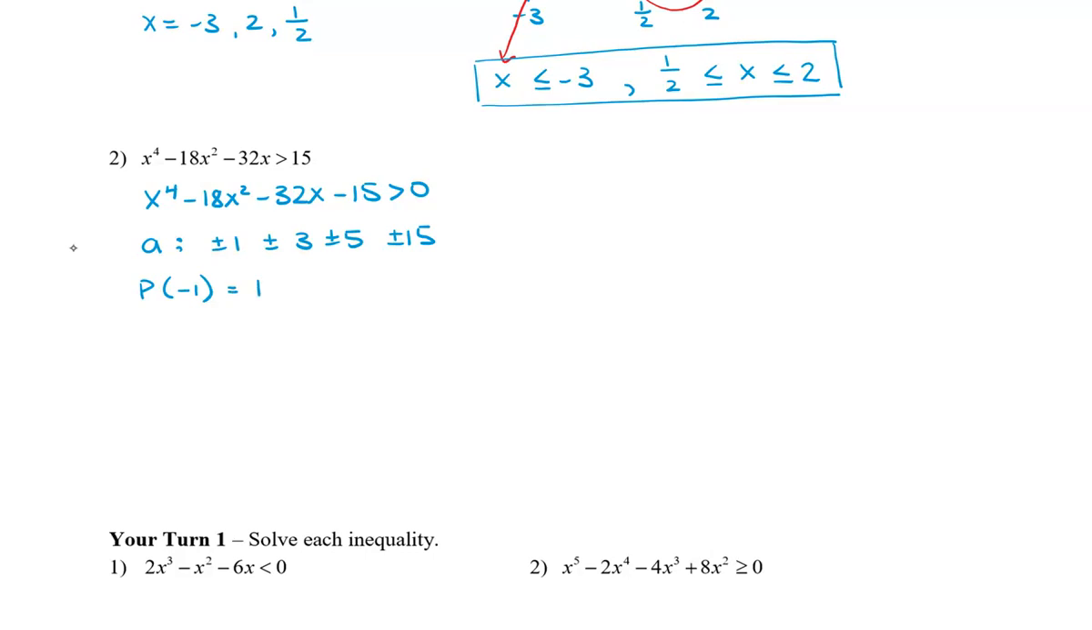and we get 1 minus 18 plus 32 minus 15. The negatives are -33 plus 33, so that's going to be 0. So that's awesome. That works. So we're going to plug in -1 into our synthetic division. So this will be 1. Notice that we're missing x cubed, so don't forget to put the 0. -18, -32, and -15.